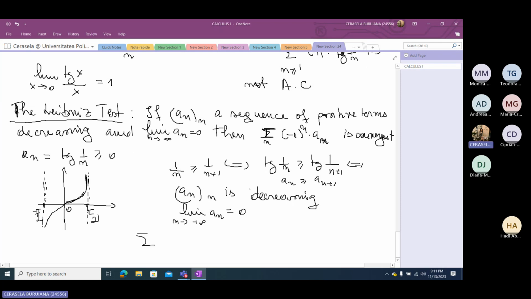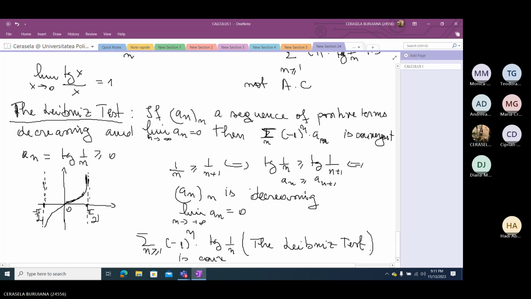the series from our exercise will be convergent, from the Leibniz test. All right, and we finished. So it is convergent by the Leibniz test. What we see is that here we have a series which is not absolutely convergent, but still is convergent. Okay, and we finished.